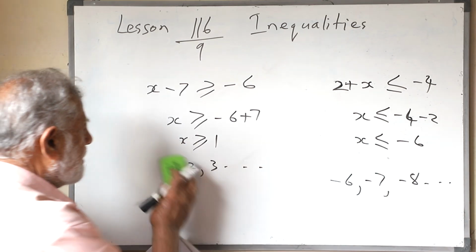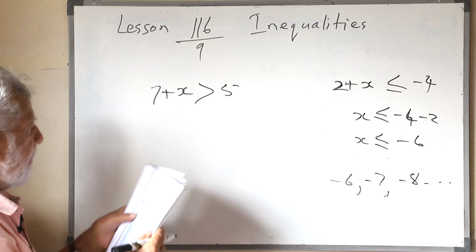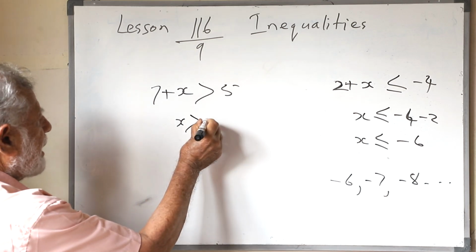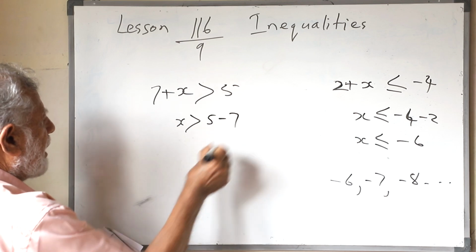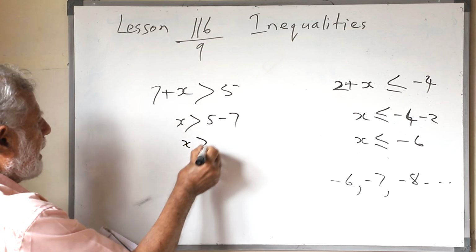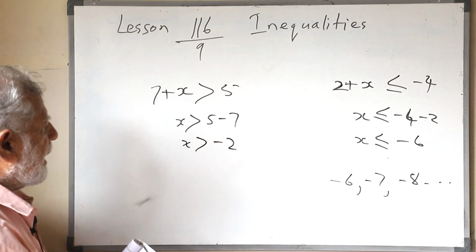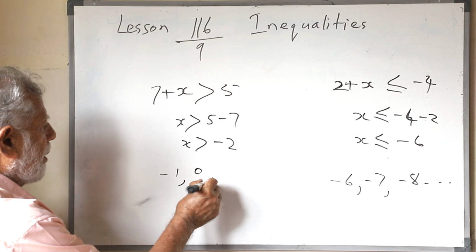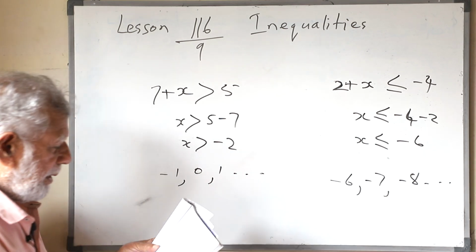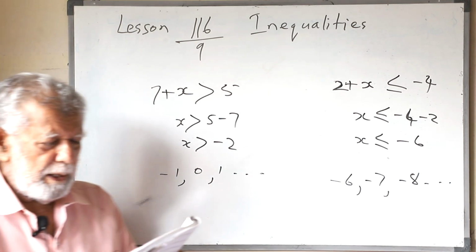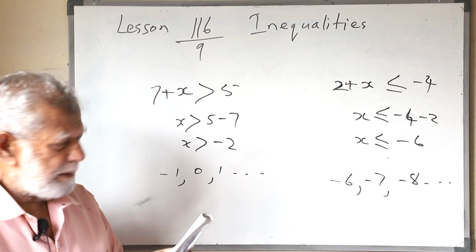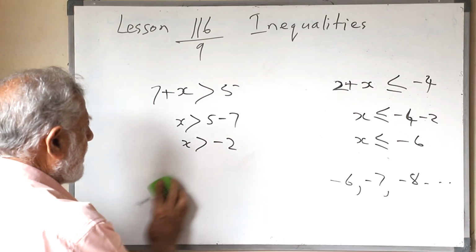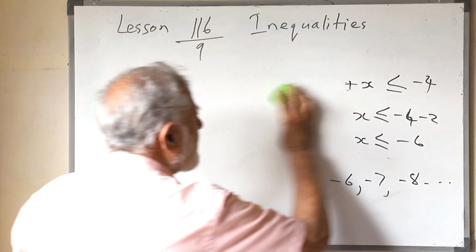Look at the next one, 7 plus x is greater than 5. So, keep the x on that side and bring the 7 to that side, 5 minus 7. So, x is greater than minus 2. So, x is greater than minus 2, integral values will be minus 1, 0, 1 and so on. So, that is question number 1. I have done all those 5 sums and please go through them again and try to understand. Now, we will go to the next sum.